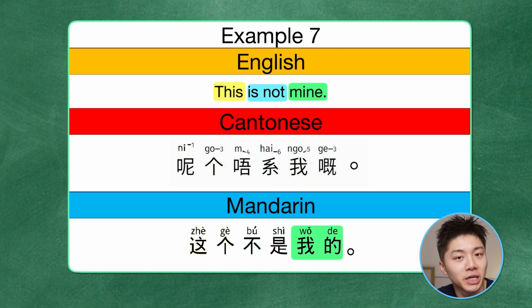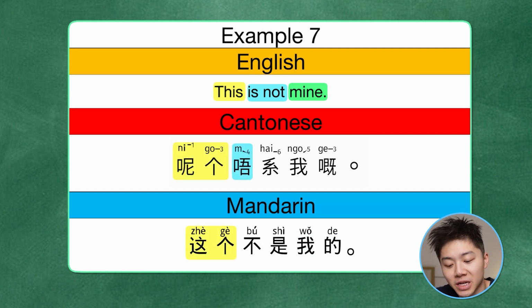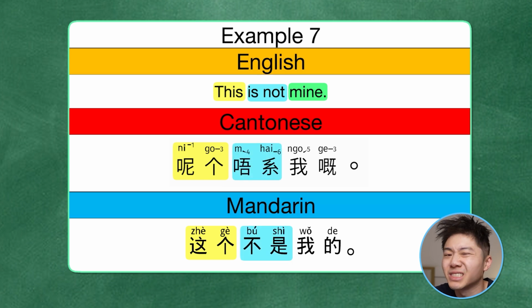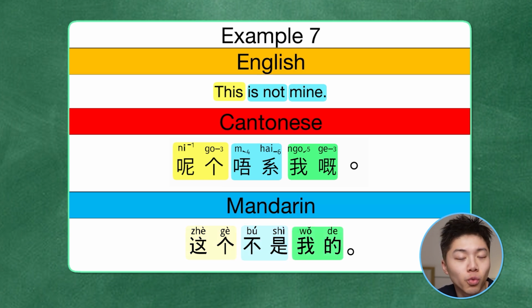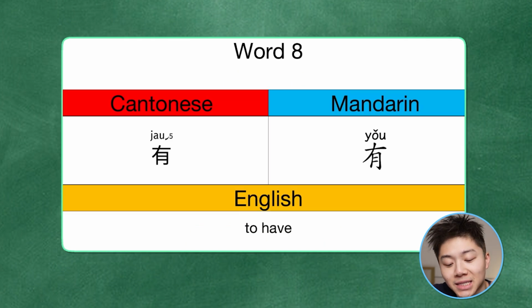呢個 becomes 這個, and 唔係 becomes 不是. Notice how it's the exact same, otherwise it's the same thing. 我 stays 我, and 嘅 basically indicates mine. In Mandarin, we use 我的 for mine. So 這個不是我的.